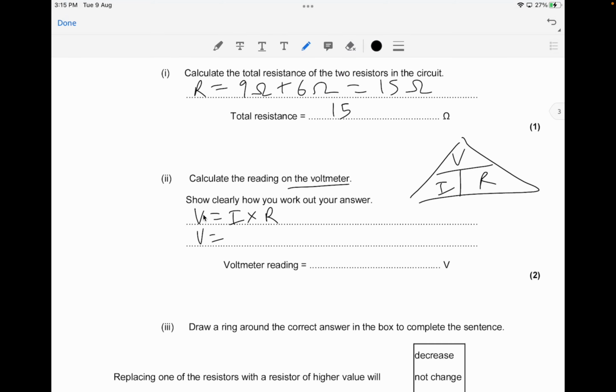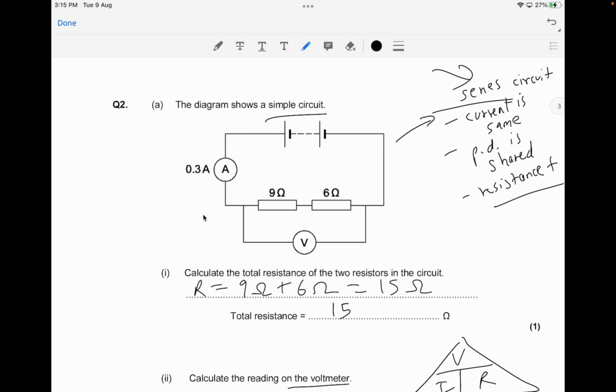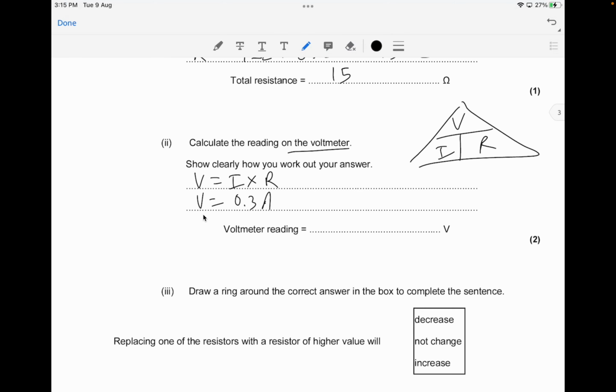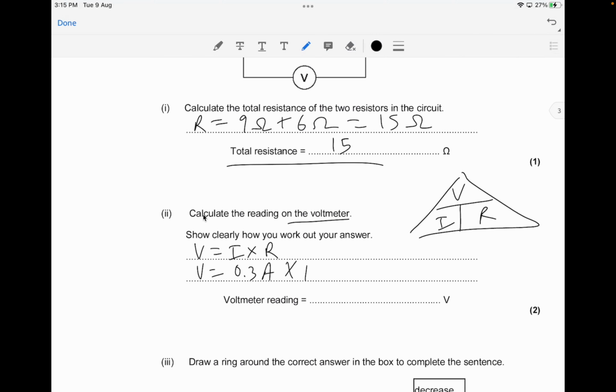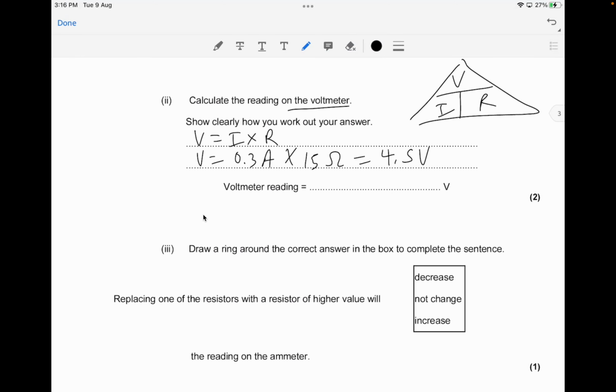These are just symbols for certain values in this case. So here we have voltage is equal to current. Since we know that this is a series circuit, the current is going to remain the same. So it's going to be about 0.3 amps multiplied by the resistance, which we have found from the question above, which is 15 ohms. So 0.3 amps times 15 ohms is equivalent to 0.3 times 15, to give us a value of about 4.5 volts. Now, are they asking us to convert this to a specific significant figure? No, they're not asking in this case, so we're just going to leave it as 4.5 volts as it is. Now, let's move on to the next question.